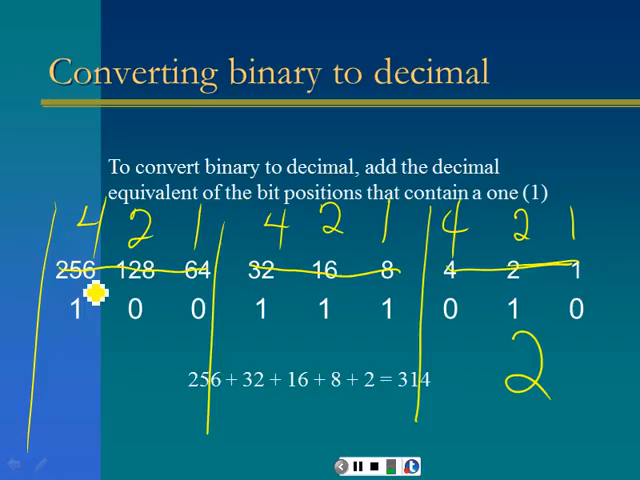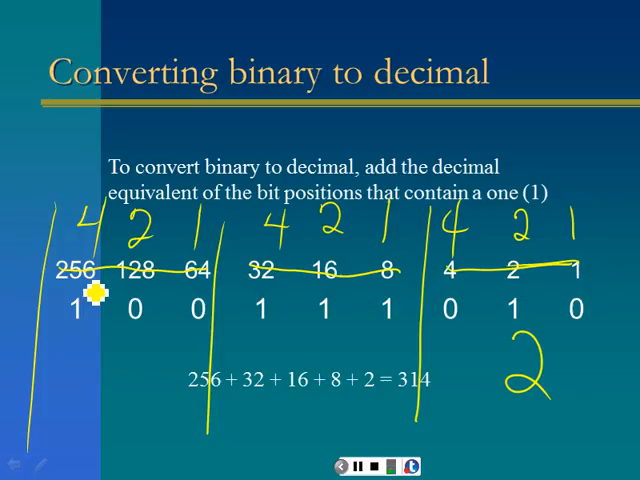1, 2, 4. Yes, sir. How is 0, 1, 0 equal 2? Because it's 4, 2, 1. So this is the 4's place, the 2's place, and the 1's place. I have no 1's, right? This is the 1's place. What's in it? 0. So I have none. The 2's place? 1. It's on, so I have 2. What about 4? I got it.